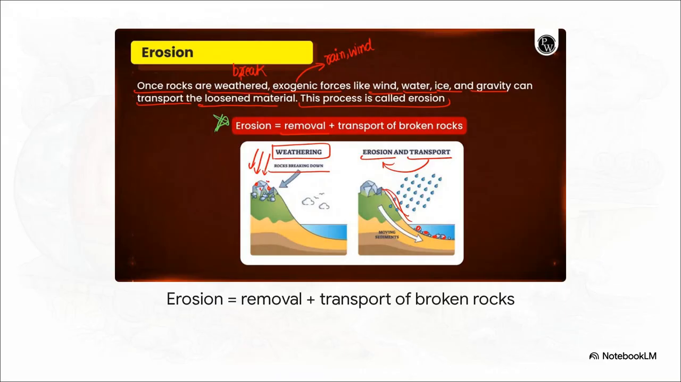You can think of it as a really straightforward visual equation. On one side, we have the rock breaking down in place. That's your weathering. On the other side, we introduce wind, water, ice, and gravity. They swoop in, scoop up those loosened fragments, and carry them away. Boom! That is erosion.